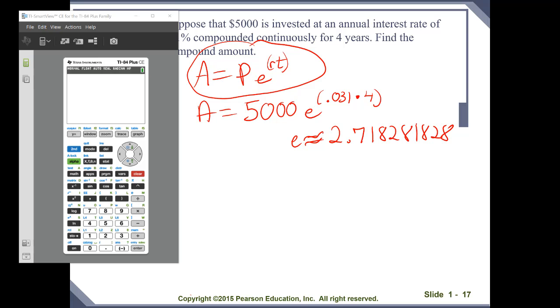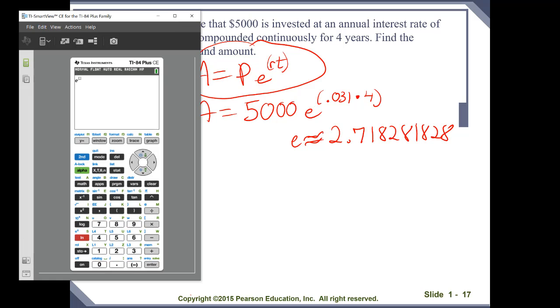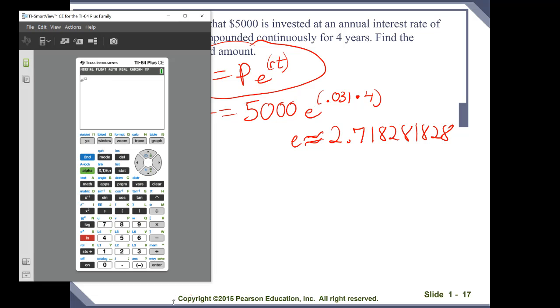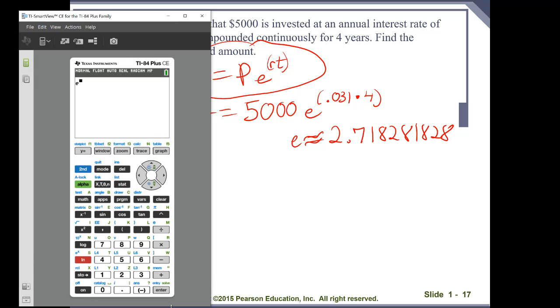But we can certainly use just our regular E to the X key, and that's what you get when you hit on the TI, the second key and natural log. And what you'll see is E, and then there's a spot for you to put the exponent. So let's make this screen a little bit bigger, just so it's a little easier to see. There. So you see here I have E, and then I have this flashing part in my exponent. And so that's where I'll put in 0.031 times 4. I'll do it this way first, and then I'll do the other way we can do it. So 0.031 times 4.